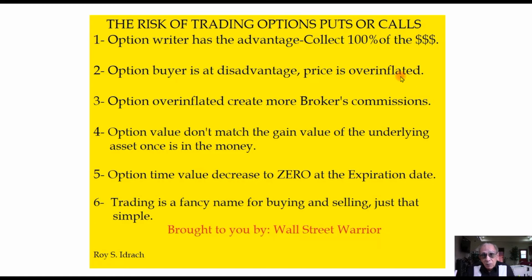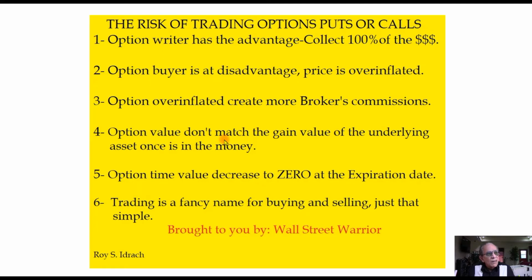Right now, GameStop has options whose volatility is well overinflated, over 400%. But I'll tell you what happens. When that happens, it also increases profit for the exchange that is selling those options. So you're overpaying anyway, and now you're really overpaying when you see that kind of volatility. Implied volatility, that's what they call it in options. So that creates a price that is overinflated to create more brokers' commission. That's number 3. Number 4, option value doesn't match the gain in value of the underlying asset once it's in the money.